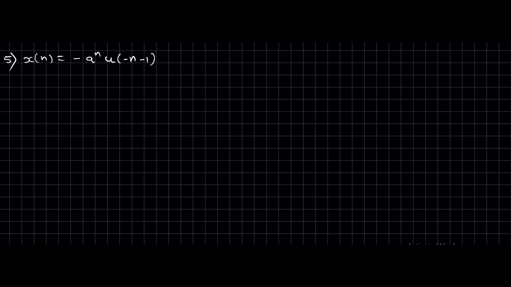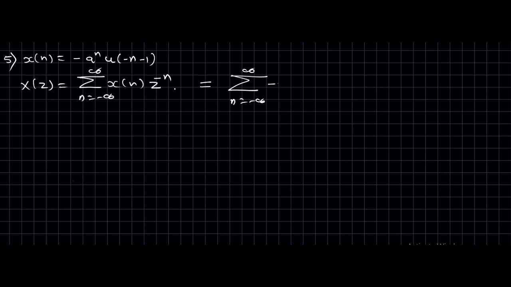First let us write the equation we have for x of z, which is the sum over minus infinity to plus infinity of x of n z raised to minus n. Now let us put our x of n in this equation. So it will be the sum of minus a raised to n u of minus n minus 1 z raised to minus n.